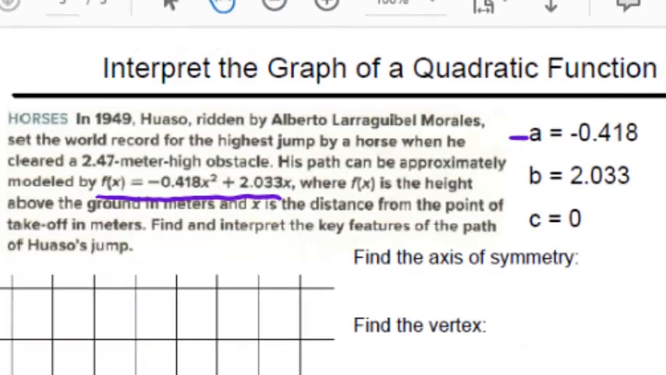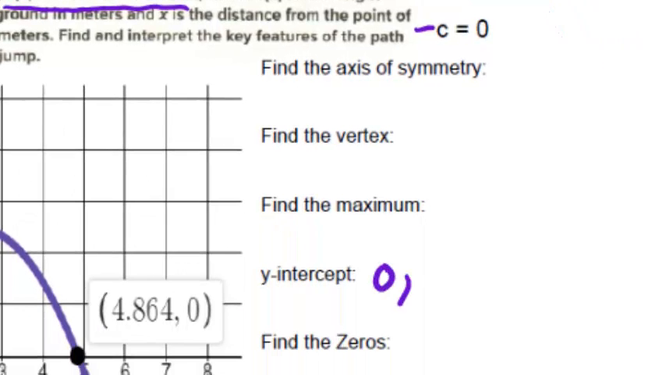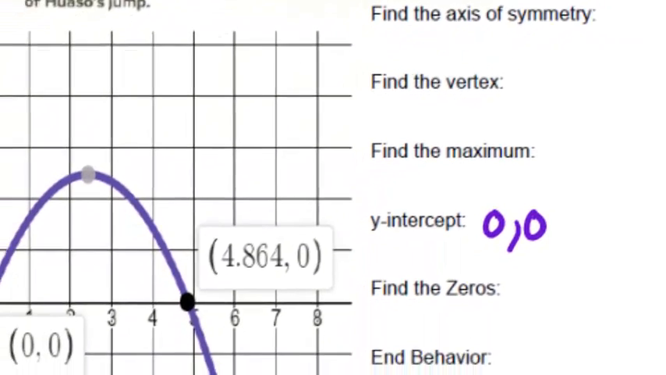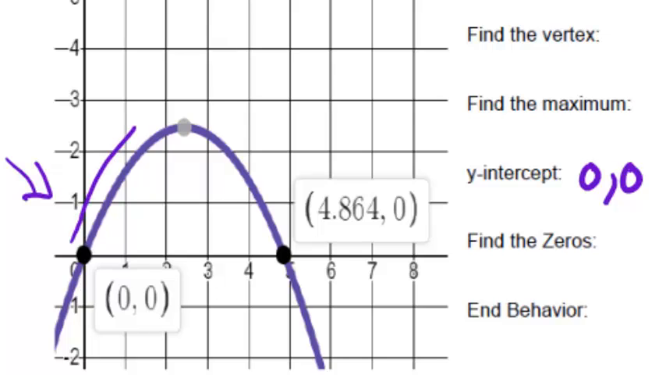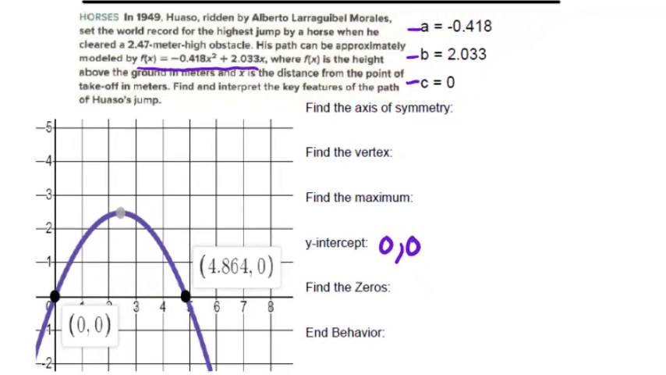Off to the side, I've already identified the a, the b, and the c values, and the c value here is 0 because he started on the ground, so our y-intercept is (0, 0). And we're going to interpret this as the horse starting on the ground and going up and then coming back down, so the y-axis here is the height above the ground, and the x-axis here is the distance across the ground.